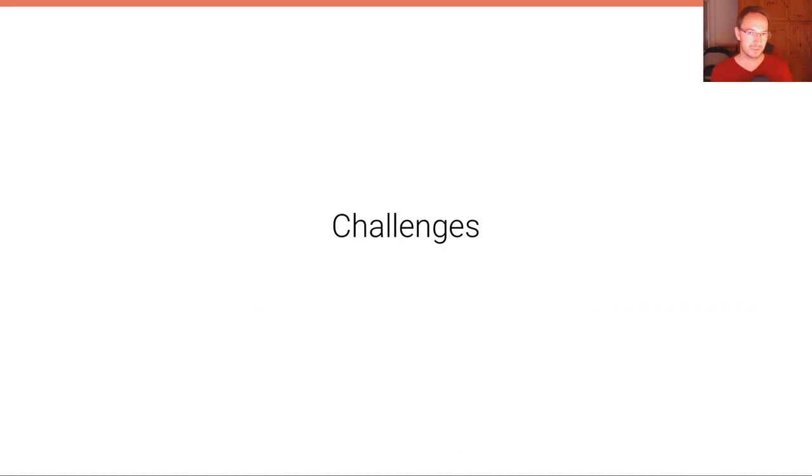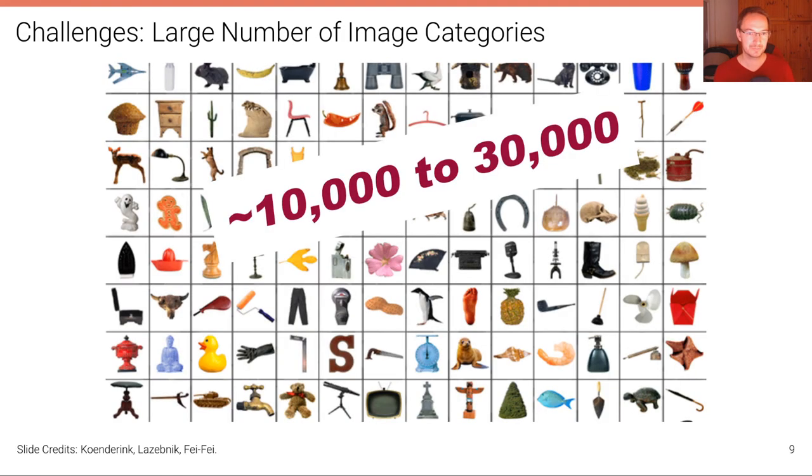Let's look at some more challenges of the recognition problem. The first challenge is there is a very large number of image or object categories in general. In this ImageNet paper from Fei-Fei et al., they estimate about 10,000 to 30,000 different categories. But luckily, in the self-driving setting, there is only a few object categories that are occurring really frequently, such as pedestrians, cyclists, motorcyclists, and vehicles.